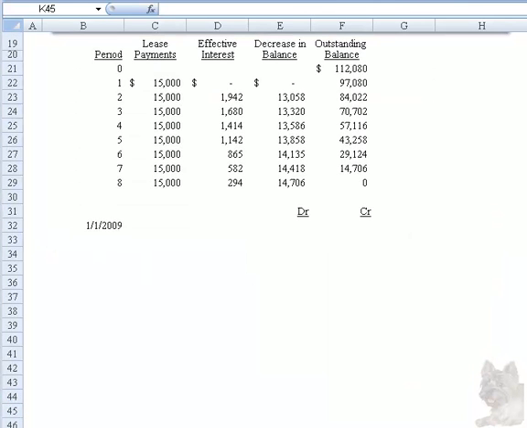Okay, now I've rearranged the screen so that we have the amortization schedule in front of us, and we'll record the entries that the lessee would have to make.